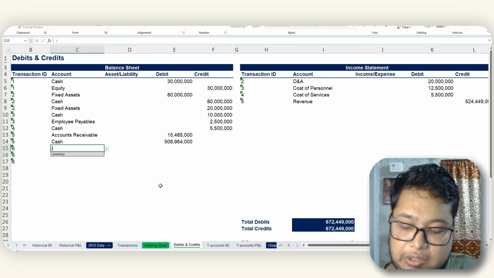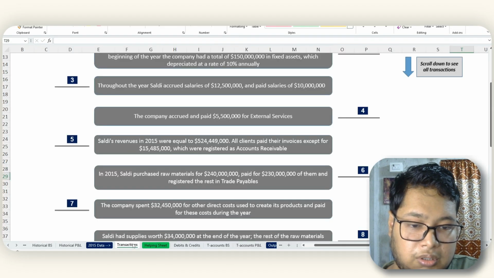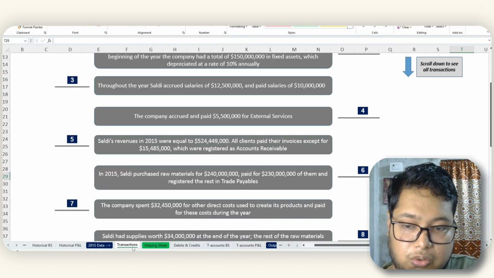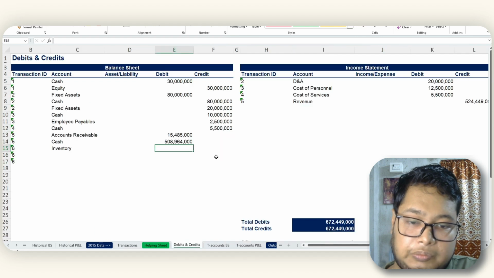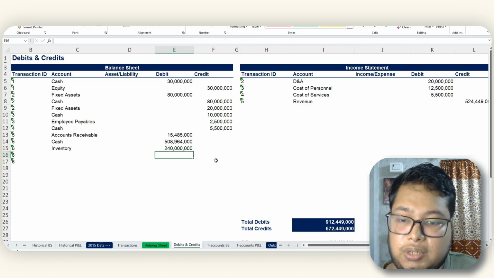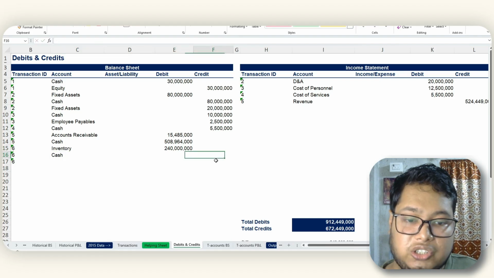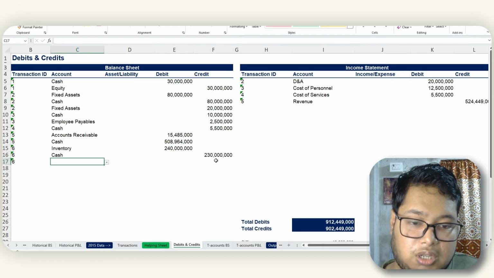So first of all, inventory. Yeah, inventory will be debited. So let's see where it is. Inventory debited. Where does it go? Six. Yeah. So $240 million, and 230 paid as cash. Okay, 240 million. So that is 240,000,000 for inventory. Cash has been paid, 230,000,000. See? Yeah, zeros are all fine with the commas.